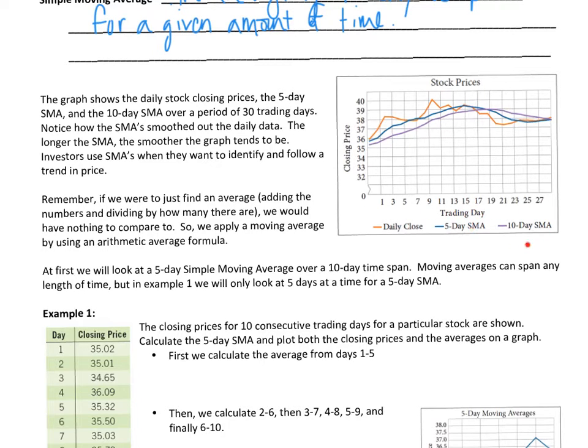And then if we go out even further, 10 days, it makes it even smoother. If we average 10 days at a time, there really is a trend in the upward direction, and then at the very end it tails down. But really nice to see stock prices when you do these averages. It's a lot easier to see what's going on. So the longer the simple moving average, the smoother the graph will be. Investors use simple moving averages when they want to identify and follow trends in prices.